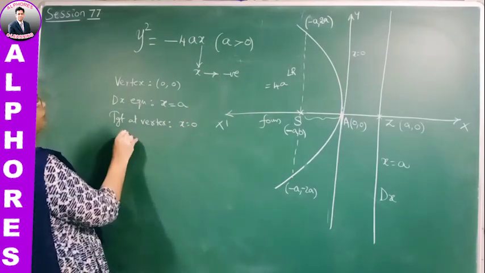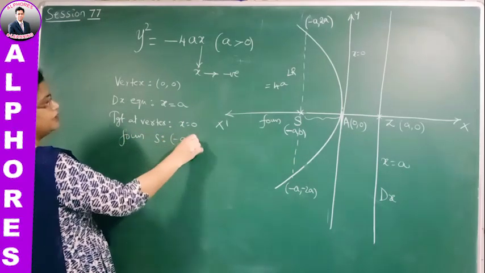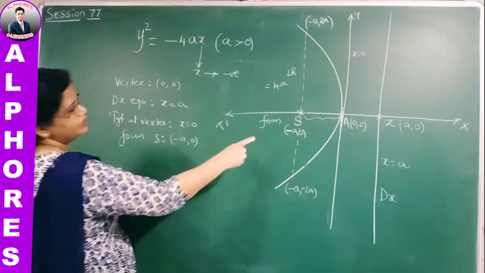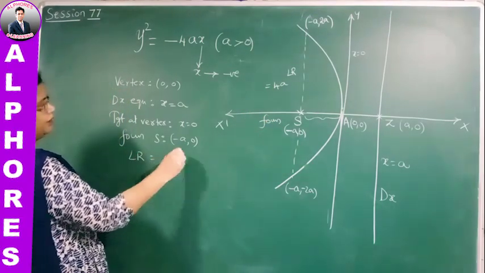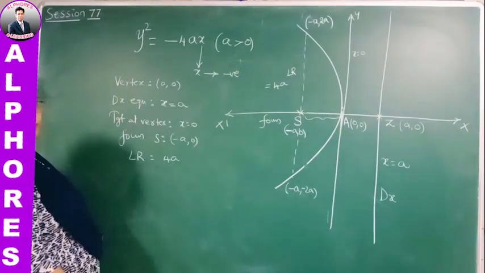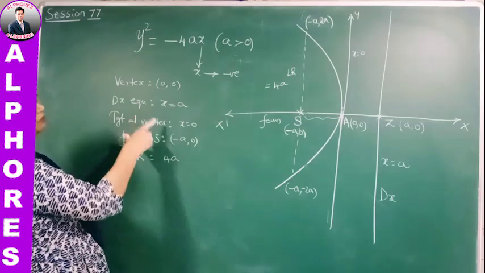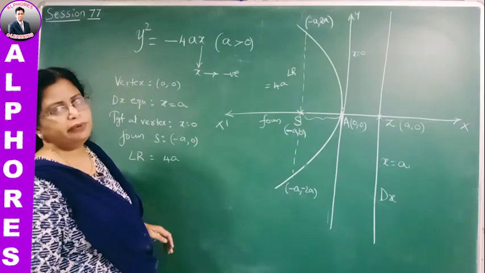And next one, focus. What is focus here? It is minus a comma 0. And next one, as usual the length of latus rectum remains the same, that is 4a. Understand? And ends of latus rectum are minus a comma plus or minus 2a. So these are some descriptions which we have observed from this y square is minus 4ax, right?